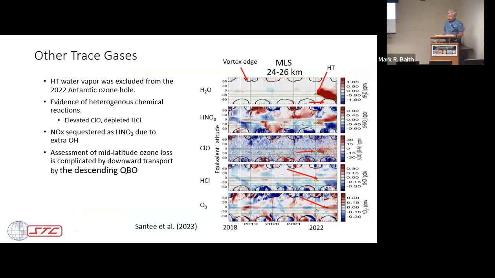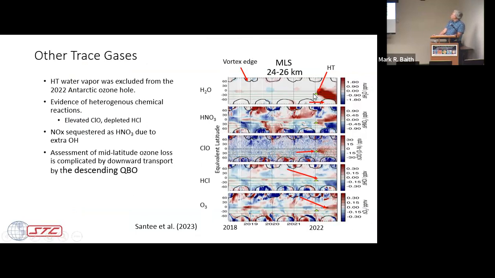So let's look at some other trace gases. This is from a really nice paper by Michelle Santee, who's on the MLS team. This is a time series, 2018 to 2022, at 24 to 26 kilometers. The scalloped looking regions here are the edge of the polar vortex. That means this is where the Antarctic ozone hole forms in these regions down here, and the Arctic ozone hole forms in the regions up here.